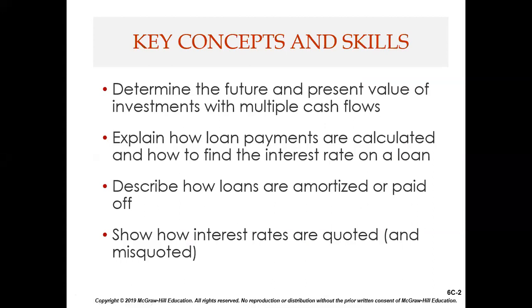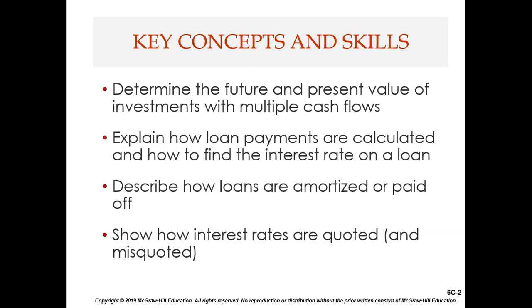In Chapter 5, we looked at what's the value of some one future amount if we invest a certain amount today, or vice versa. What would we have to invest today to get to one certain future amount? Now this is going to look at more than one investment over time and determining its future and/or present value. We're going to look at loan payments, how they're calculated.